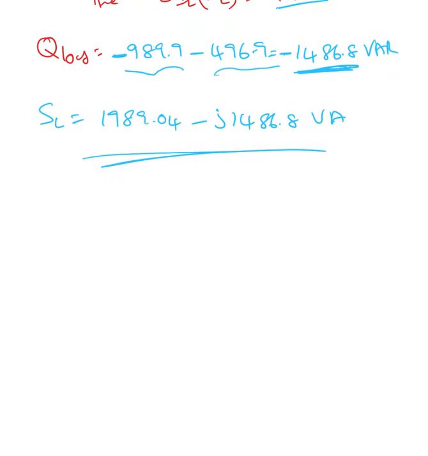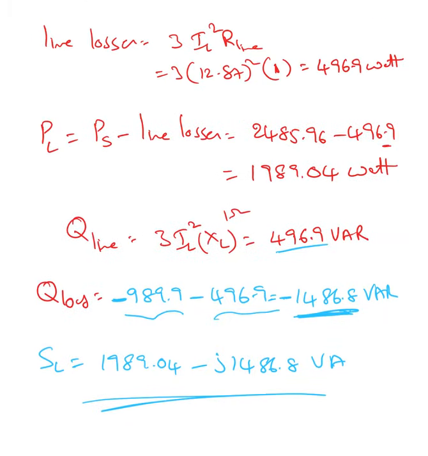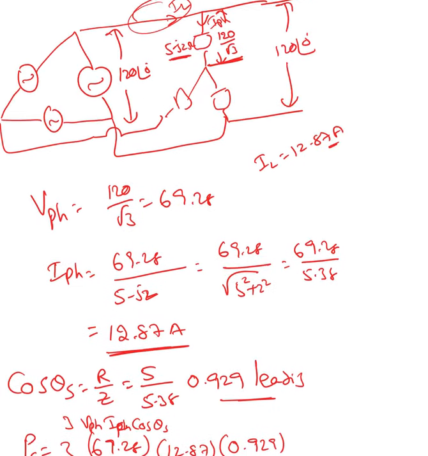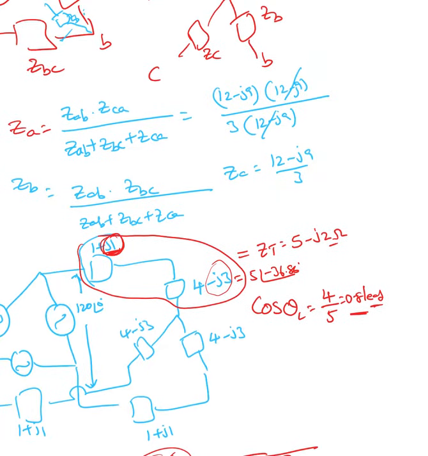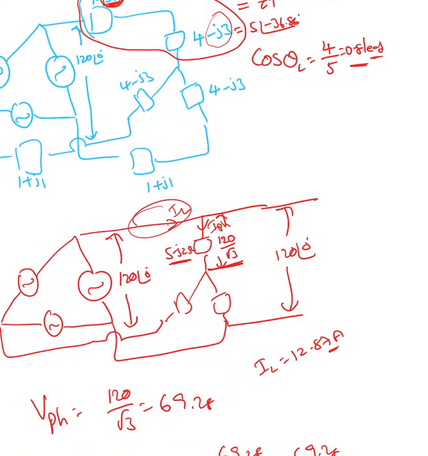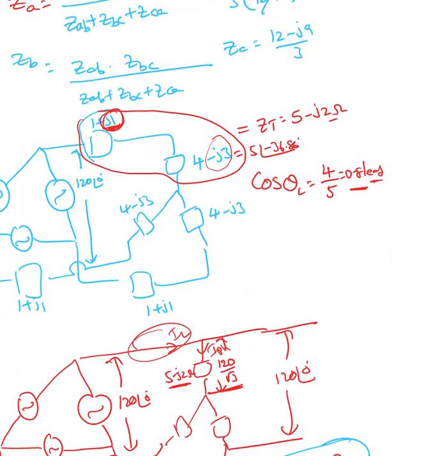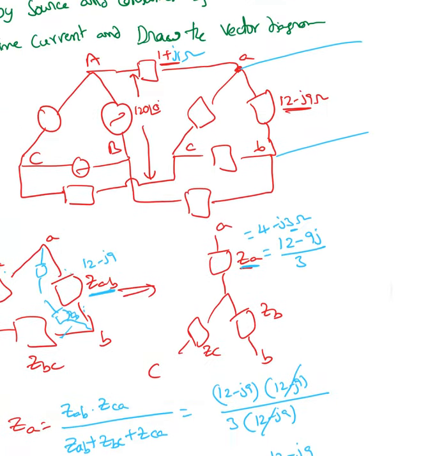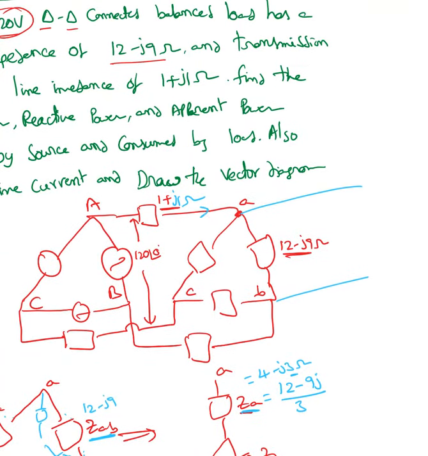Now I'm going to draw the vector diagram. Vector diagram we always draw for the delta load. So when you look at the delta load, I have the line current as 12.87 amperes. So here you can go back and say this line current is 12.87 ampere. So what is the phase current? It must be 12.87 divided by square root 3.